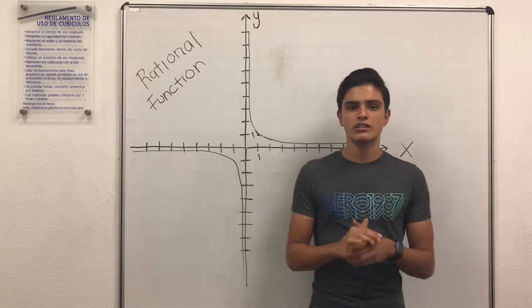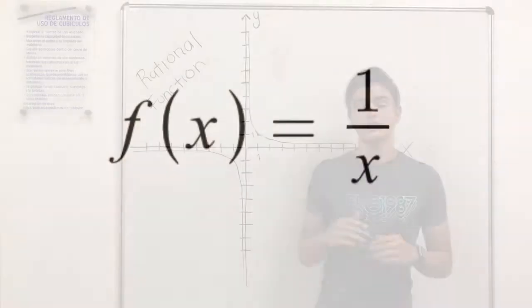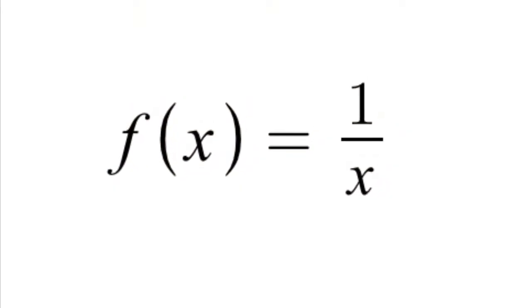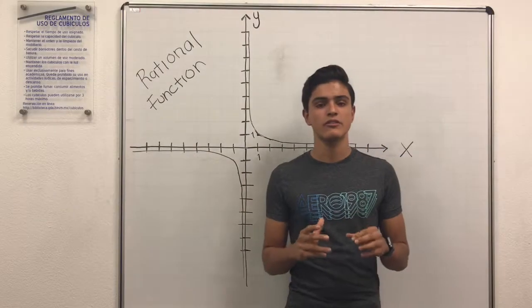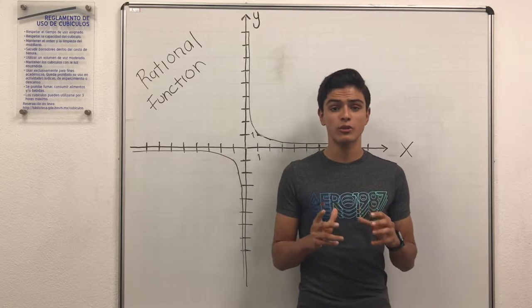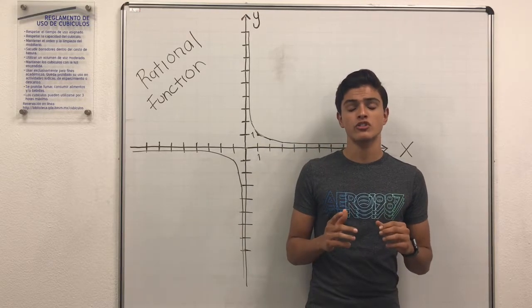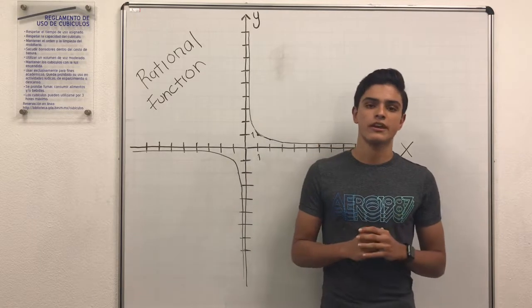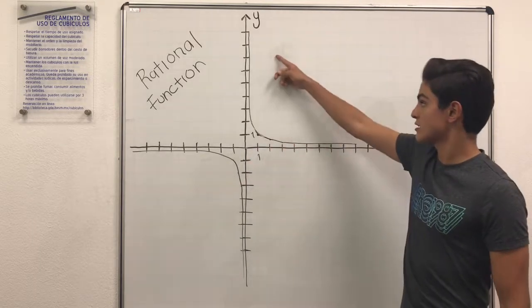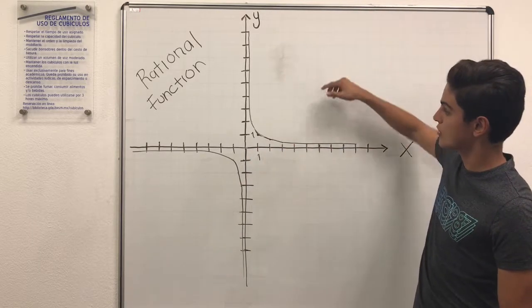A rational function is a division of polynomial functions in which the denominator has a degree of 1 or more. We can identify a simple rational function by seeing if the denominator has a variable with an exponent. The form of a rational function is p multiplying x over q multiplying x. Here is the form of a simple rational function, that is 1 over x.